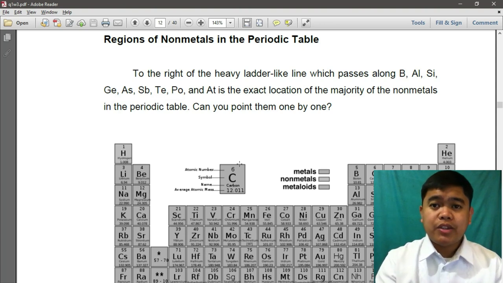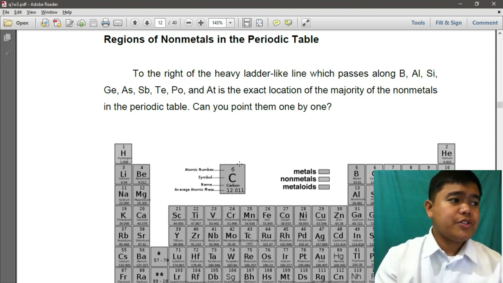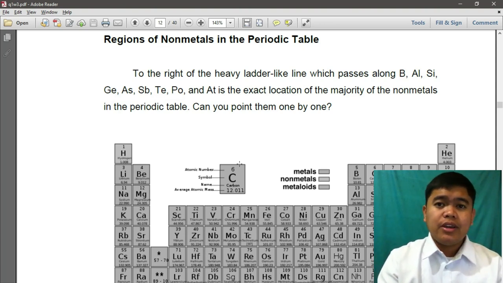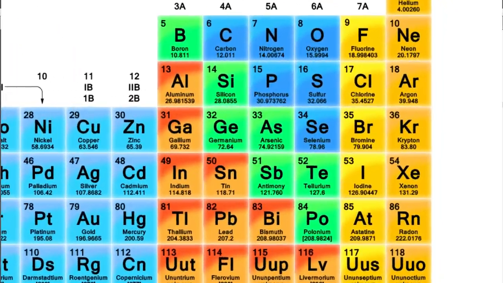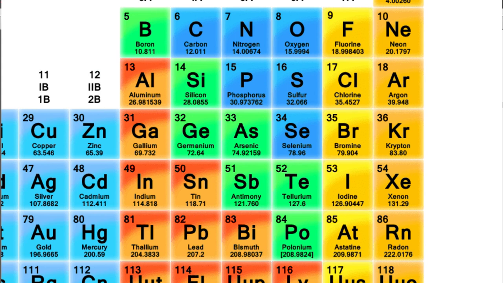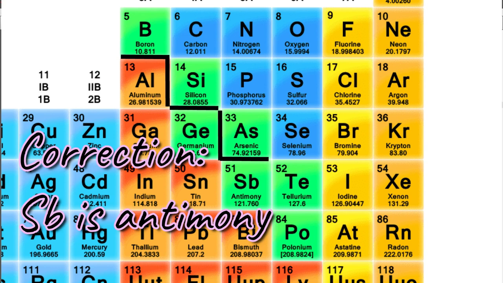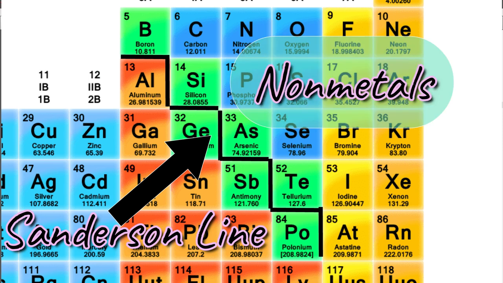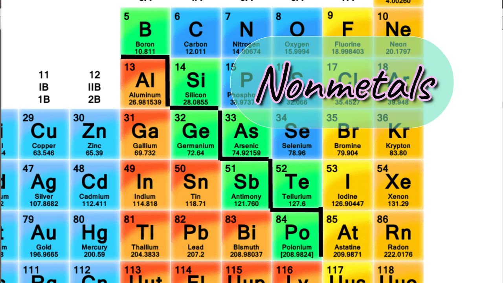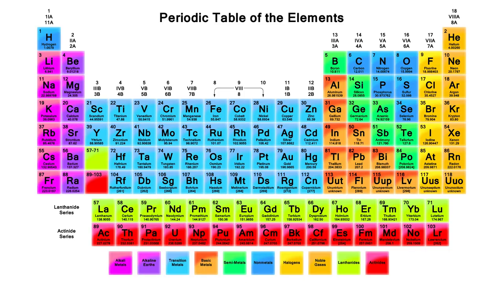Now let's move on to page 7 of your module, Regions of Nonmetals in the Periodic Table. To the right of the center line, the heavy ladder-like line which passes along boron, aluminum, silicon, germanium, arsenic, tin, selenium, polonium, and astatine, is the exact location of the majority of the nonmetals in the periodic table. So can you point them one by one?